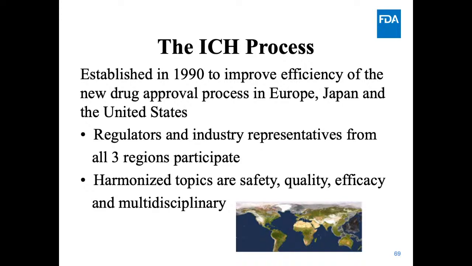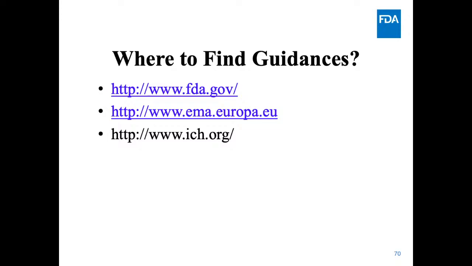The ICH process was established in 1990 to improve efficiency of the new drug approval process in Europe, Japan and the United States. Regulators and industry representatives from all three regions participate. Harmonized topics are safety, quality, efficacy and multidisciplinary. You can find this guidance on these websites: fda.gov, ema.europa.eu and ich.org.